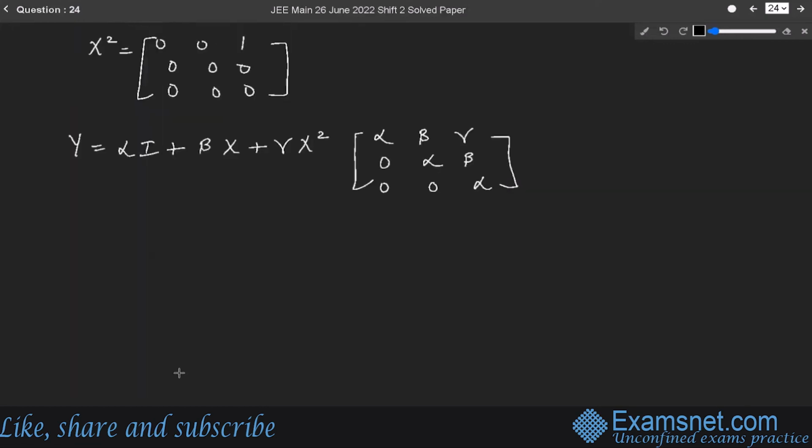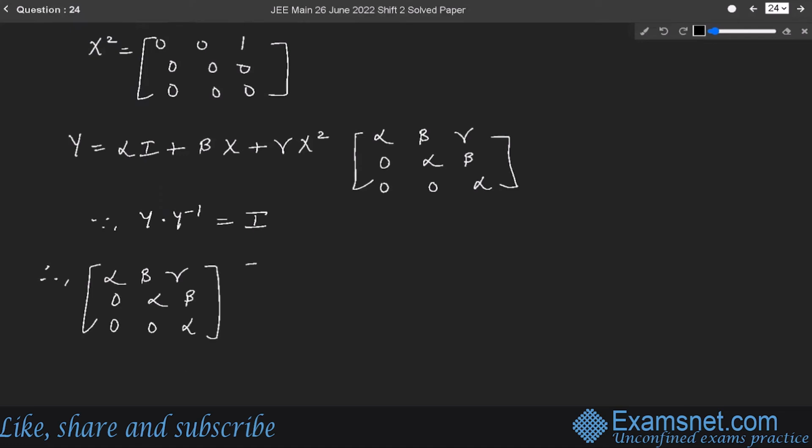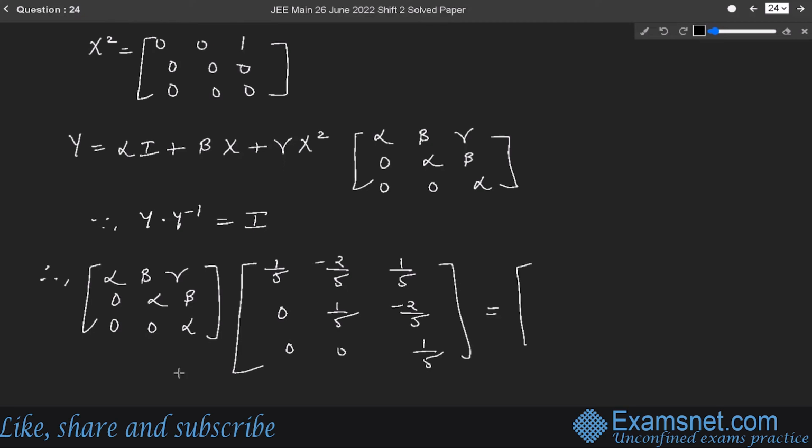Since we know that Y into Y inverse is equal to I. Therefore, [alpha, beta, gamma; 0, alpha, beta; 0, 0, alpha] into Y inverse, which is [1 by 5, minus 2 by 5, 1 by 5; 0, 1 by 5, minus 2 by 5; 0, 0, 1 by 5], is equal to I, which is the identity matrix [1, 0, 0; 0, 1, 0; 0, 0, 1].